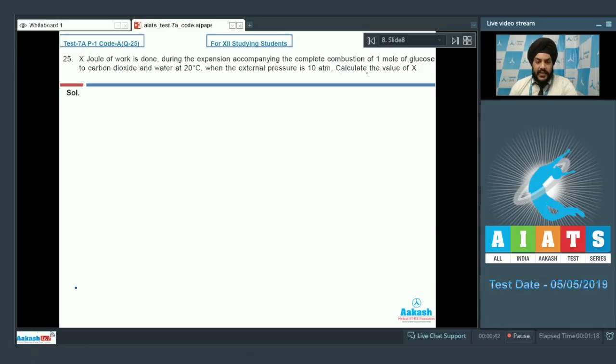Let us look at the next section, students. This section contains 8 questions. The answers to these questions are in the form of double-digit integers. So let's start with question number 25.